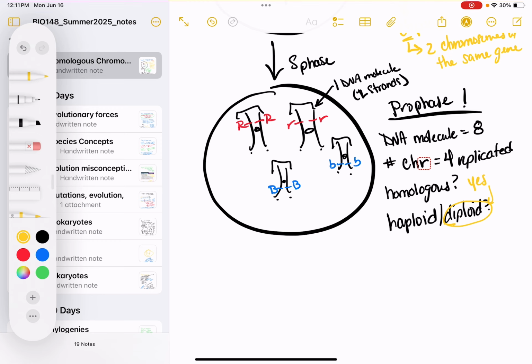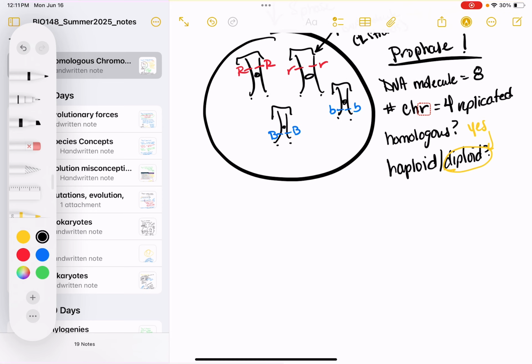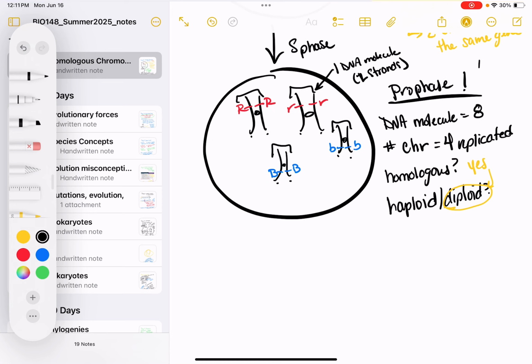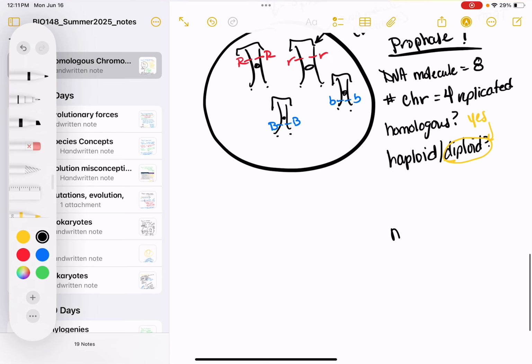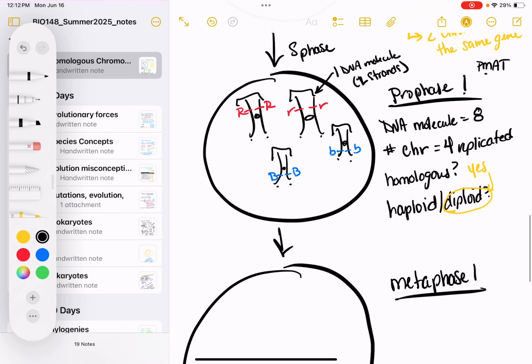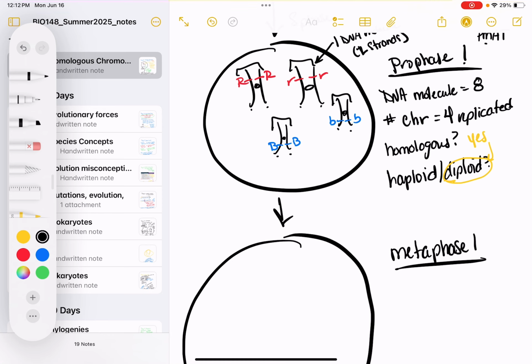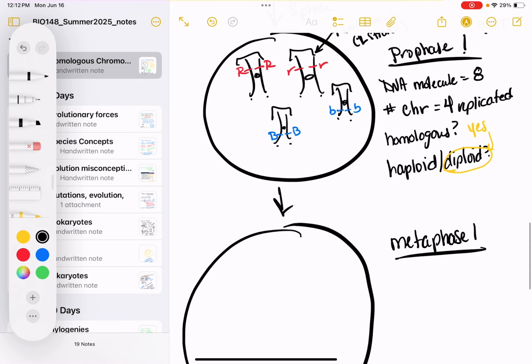Now the next thing that we need to think about is what happens next. This goes back to that PMAT. Here I did prophase, so the next thing, remember, is going to be metaphase. Next I'm going to go into metaphase 1. And in metaphase, remember, things align. In metaphase of mitosis, the sister chromatids aligned on either side of the metaphase plate. But here in meiosis, we're going to have homologous chromosomes aligning on either side of the metaphase plate.